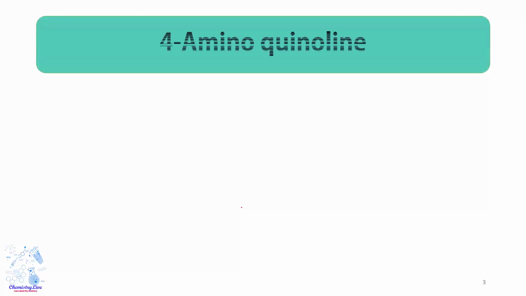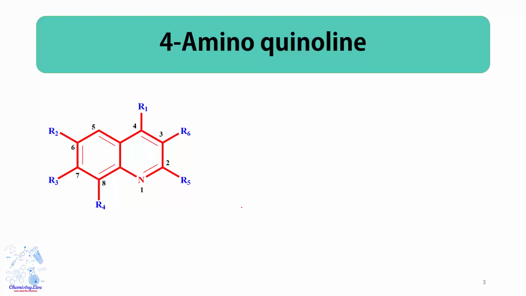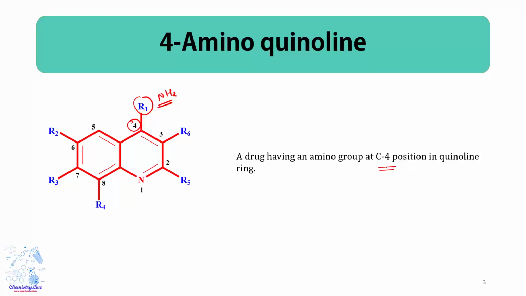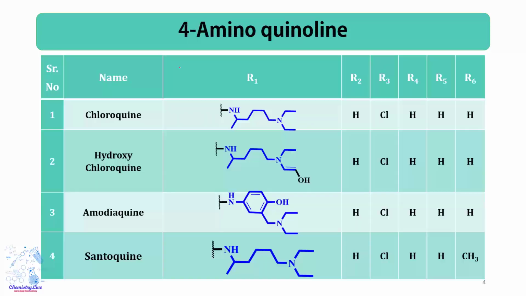The 4-aminoquinoline drug, as we discussed in our previous lecture, has an amino group on the fourth position carbon. So that is called 4-aminoquinoline. The definition itself says a drug having an amino group at the C4 position in the quinoline ring. We already discussed it in the previous lecture. In the next slide, we will see the changes in the R1 position.